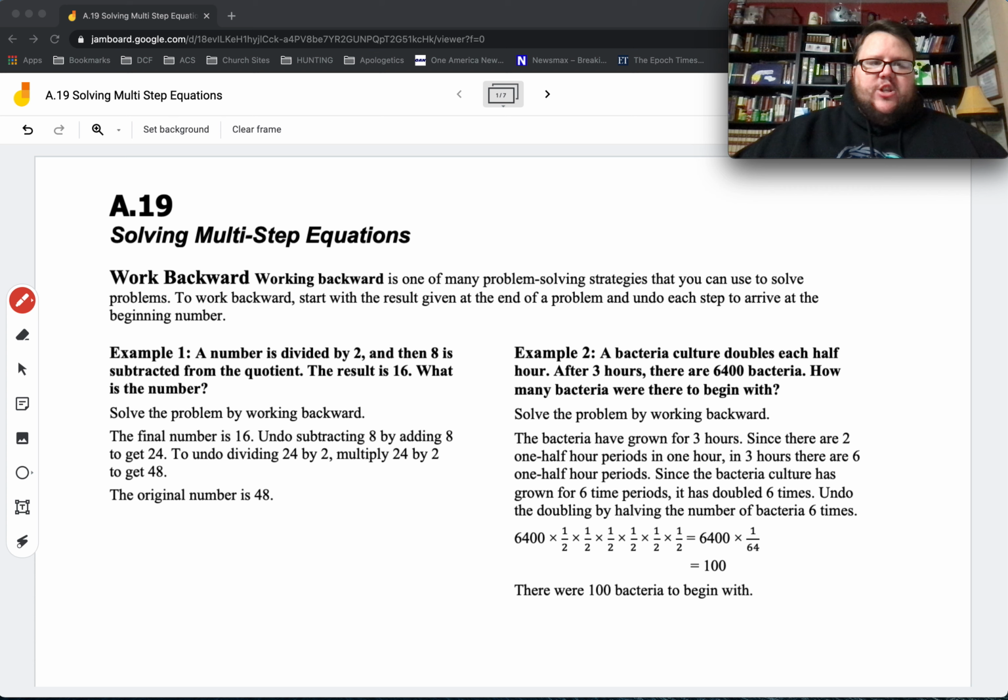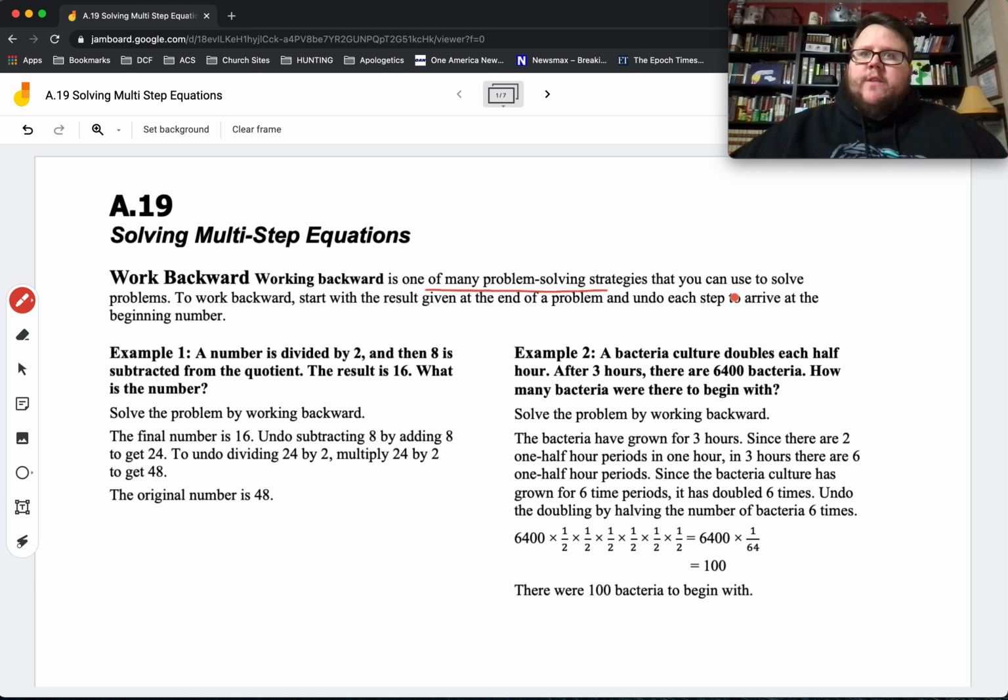So as you can see, today's assignment, solving multi-step equations, work backward. Working backward is one of many problem-solving strategies. This is something that is good for you in life, to be able to learn this and walk back from a situation that you can use to solve problems. To work backward, start with the result given at the end of the problem and undo each step to arrive at the beginning number.